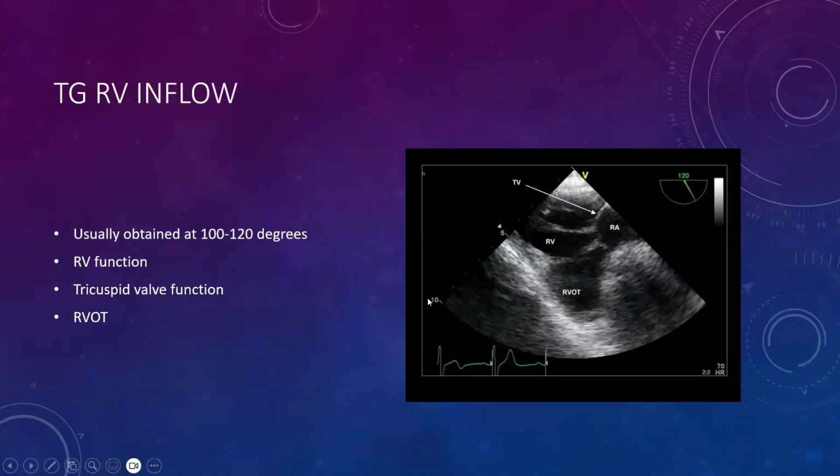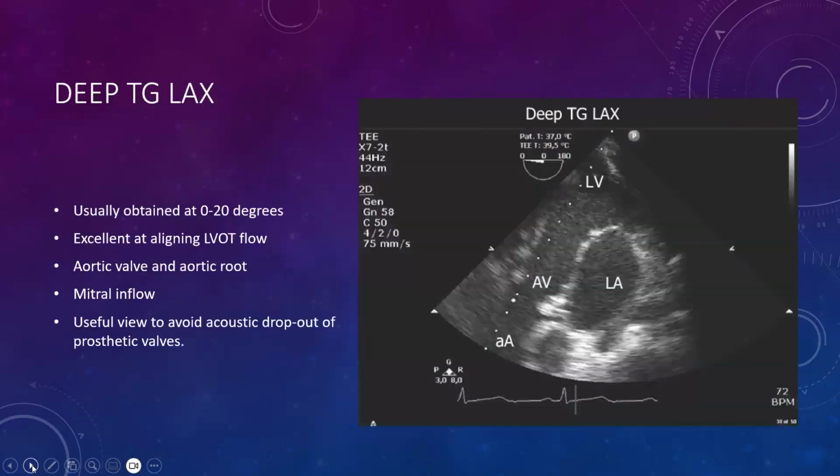Transgastric RV inflow view, not one that I would consider terribly high yield for you guys, but it does emphasize the unique shape of the RV, that it's more of a pyramid than just a cone. Usually about 100 to 120 degrees. You can see tricuspid valve function, obviously.